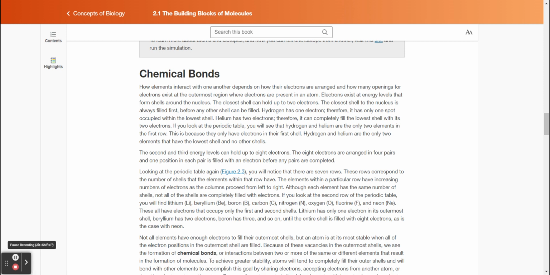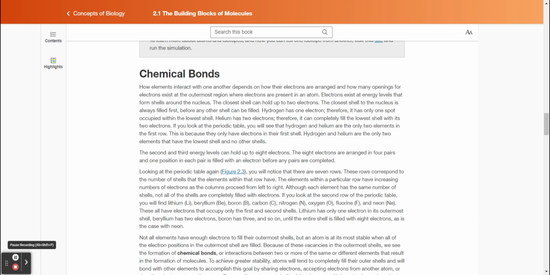The second and third energy levels can hold up to 8 electrons. The 8 electrons are arranged in 4 pairs, and one position in each pair is filled with an electron before any pairs are completed. Looking at the periodic table again, you will notice that there are 7 rows. These rows correspond to the number of shells that the elements within that row have. The elements within a particular row have increasing numbers of electrons as the columns proceed from left to right. Although each element has the same number of shells, not all of the shells are completely filled with electrons.